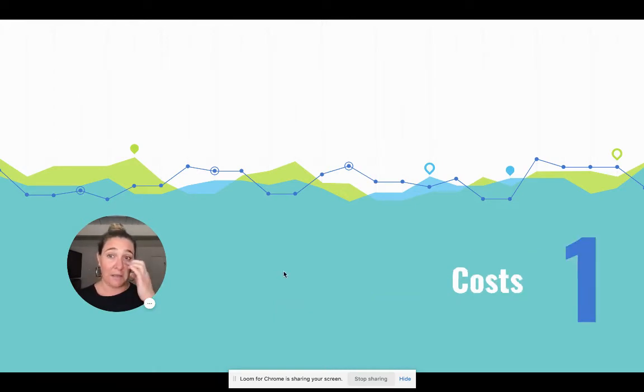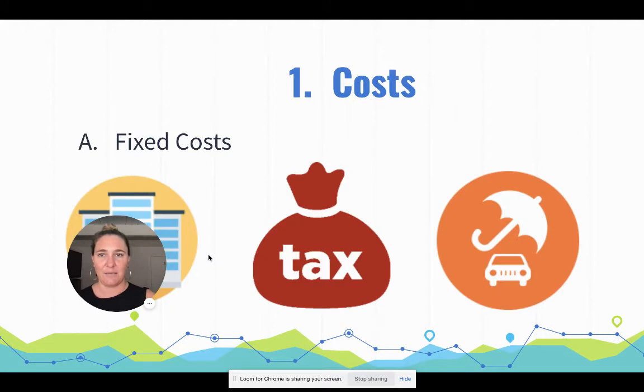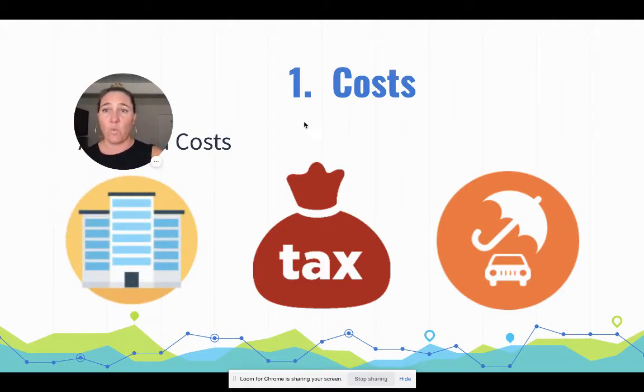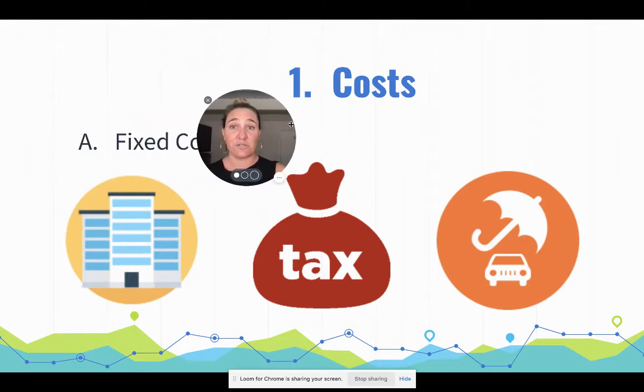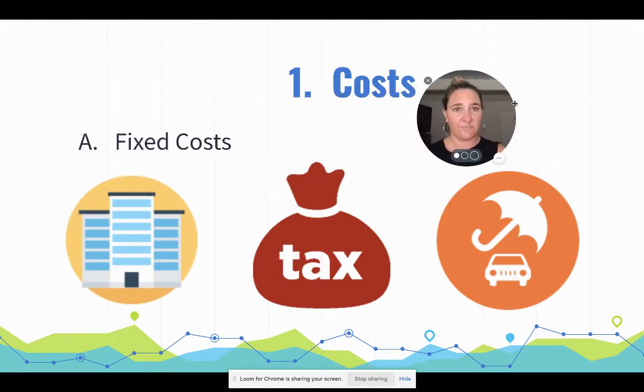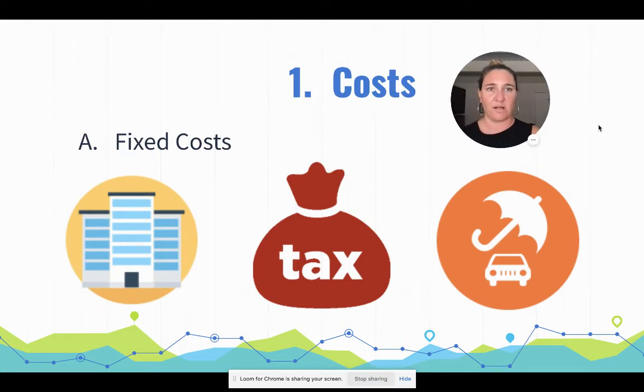So the first thing that we're going to talk about are costs. Looking at what are some examples of costs, costs are actually made up of a few different things. When we talk about costs, we're talking about what suppliers or producers have to pay to produce their product. That's what we're talking about when we talk about costs.